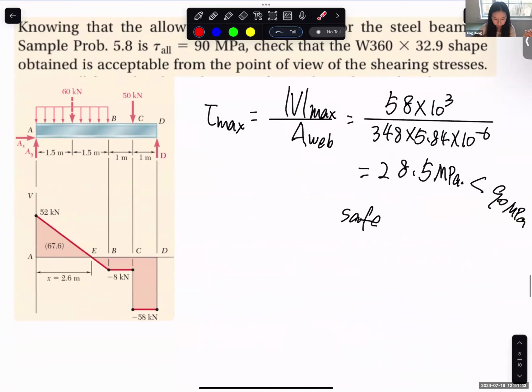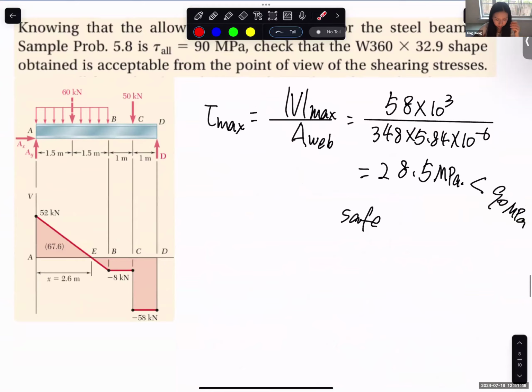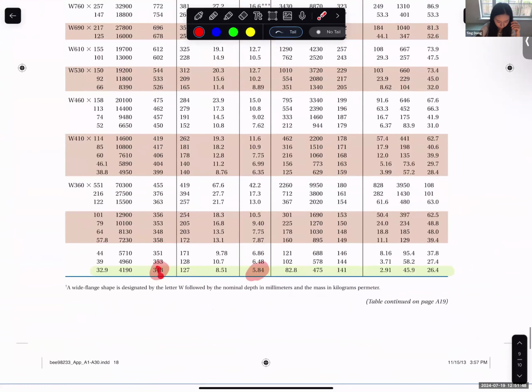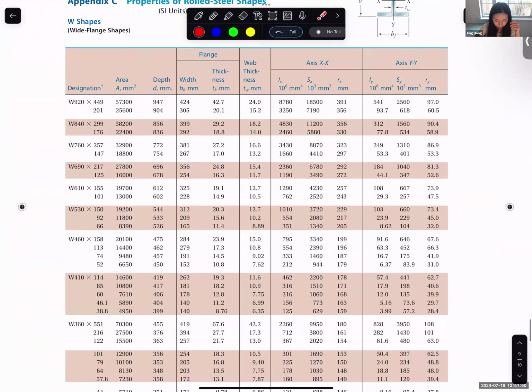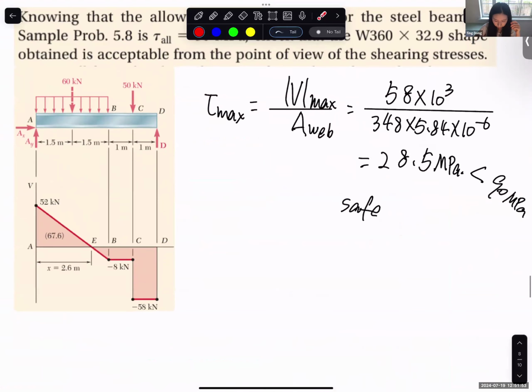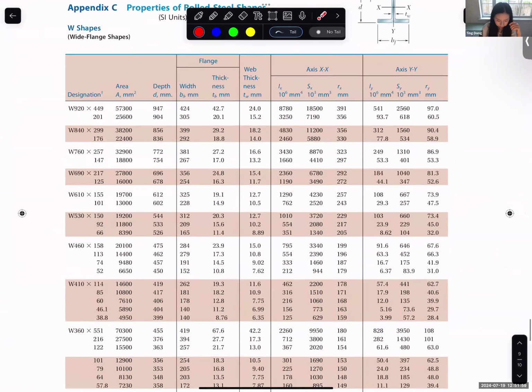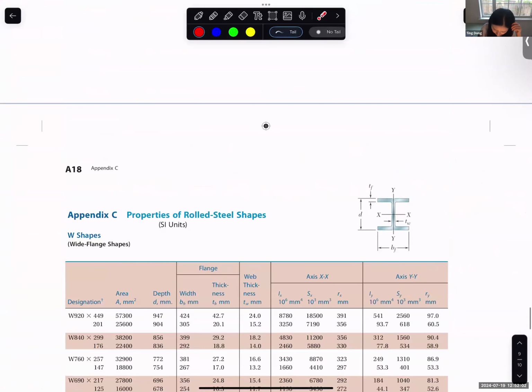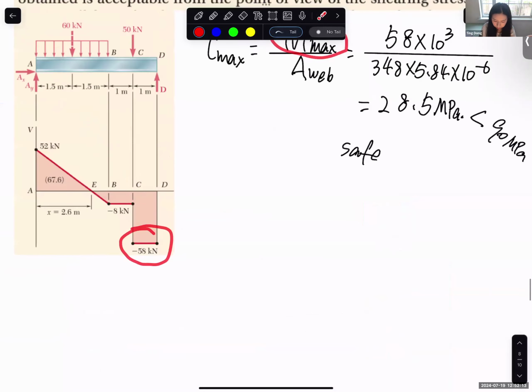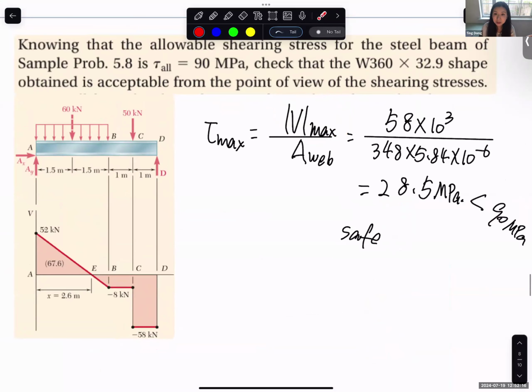For the second question, it was an I-beam. And from the table, we read all the data for the I-beam. And as I said, for the maximum magnitude, the shear force is here, 58. And A-web, you can read from the table, is basically this dimension, D, times this thickness. It becomes the A-web. And the maximum shear force divided by this area becomes the maximum shear stress for the I-beam.